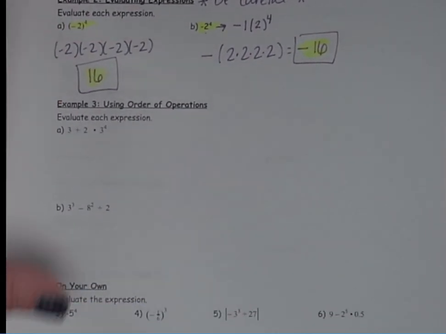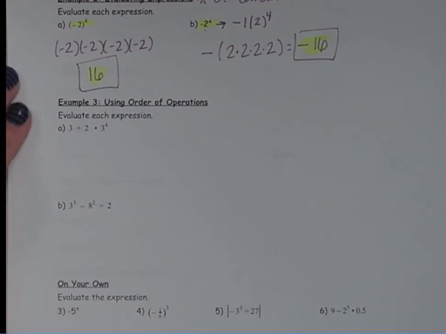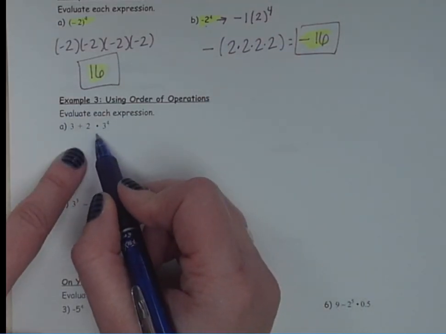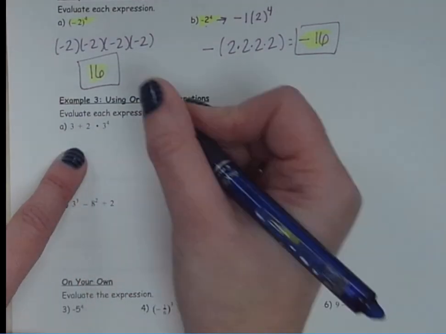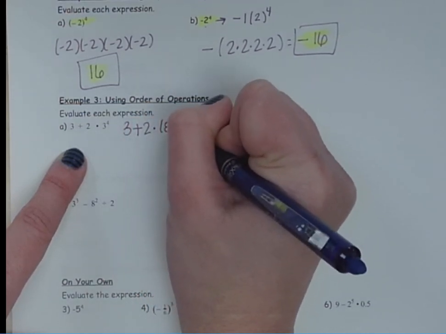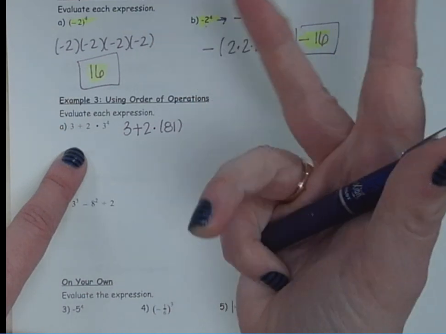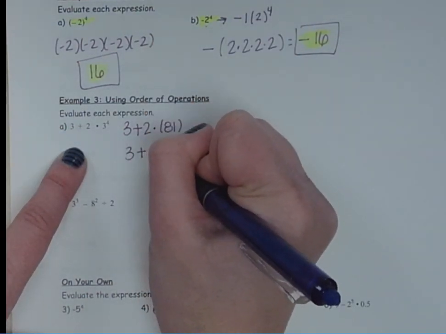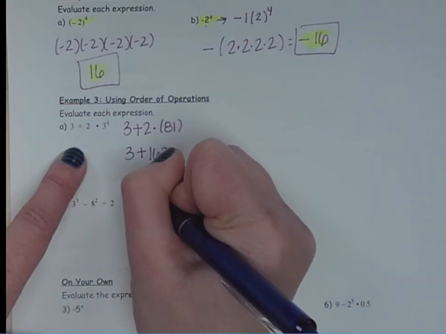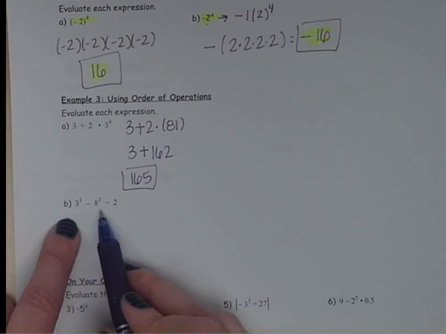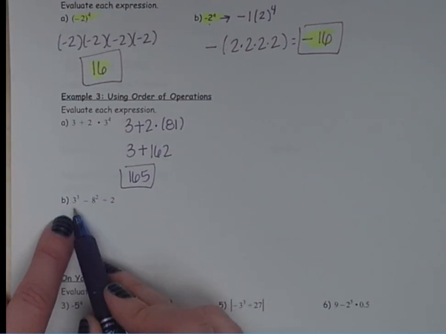Let's evaluate some expressions here. Now, this is a little bit of review here, order of operations. It's just that we've got some pretty big exponents. So order of operations, we're going to do exponents first. So I have 3 plus 2 times 81. 3 times 3 times 3 times 3 is 81. So that gives me 3 plus 162, which is 165.